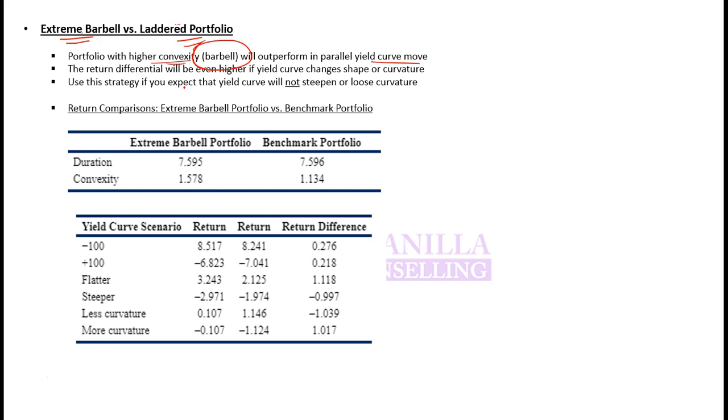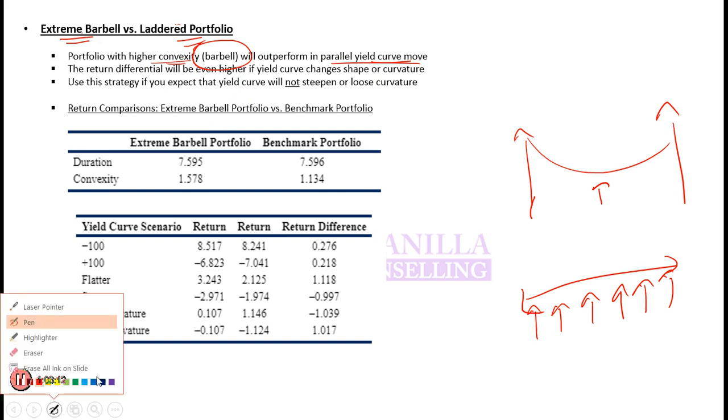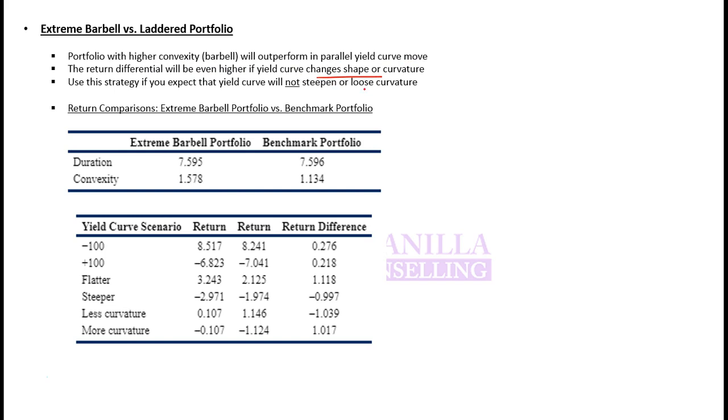Barbell has higher convexity because it has more allocation towards the short and long end and lower allocation towards the medium end. So it would have higher convexity compared to the laddered portfolio that has almost the same allocation to all the maturities. So extreme barbell would have more convexity, and as it has more convexity, it will outperform in a parallel yield curve move. The return differential will be even higher if the yield curve shape changes. If shape or curvature changes, then this convexity benefit will be even higher.